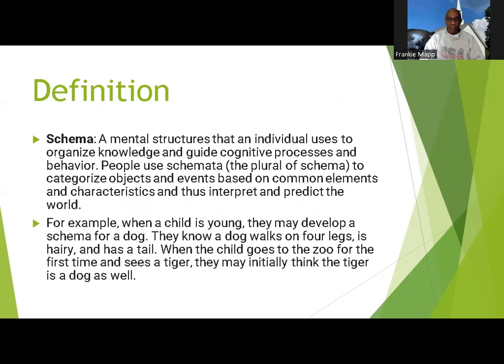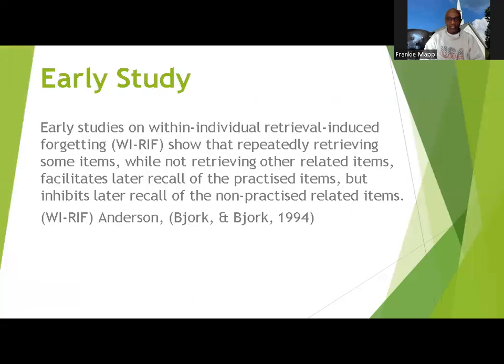For example, when a child is young, they may develop a schema for a dog. They know a dog walks on four legs, is hairy, and has a tail. When the child goes to the zoo for the first time and sees a tiger, they may initially think the tiger is a dog as well. But of course, in the process of time, as they grow older, they would be able to make a distinction between the two.